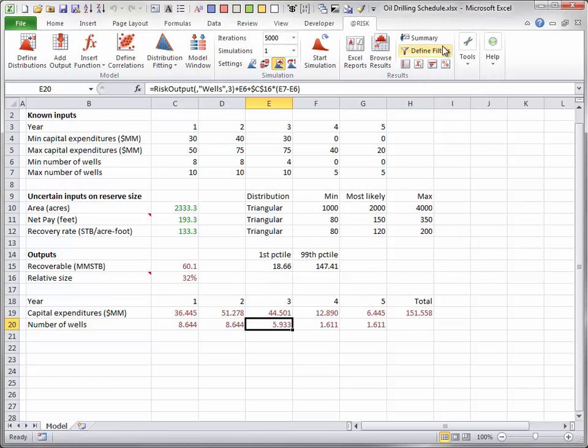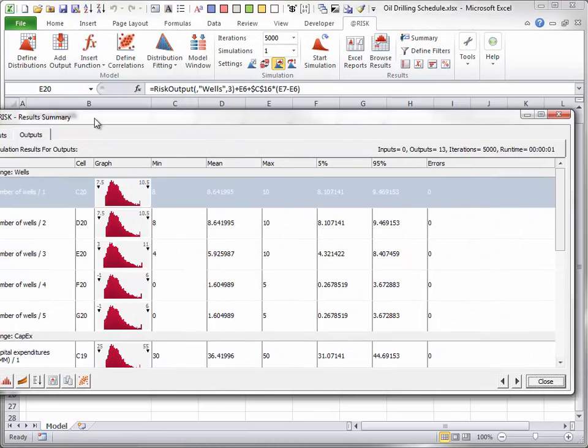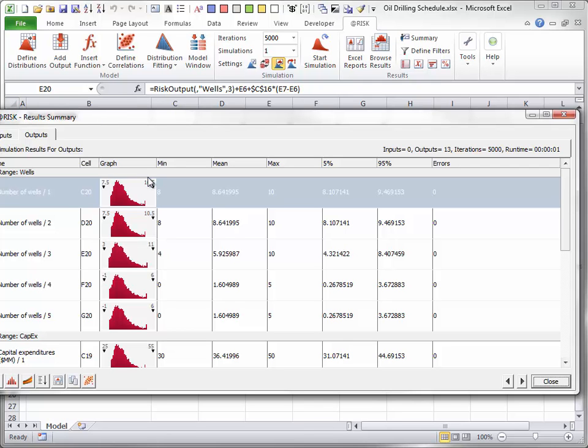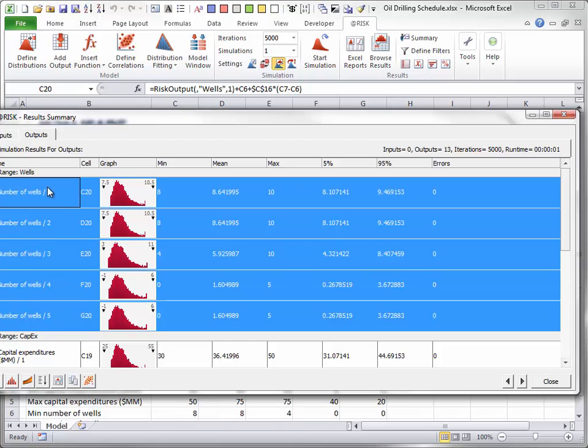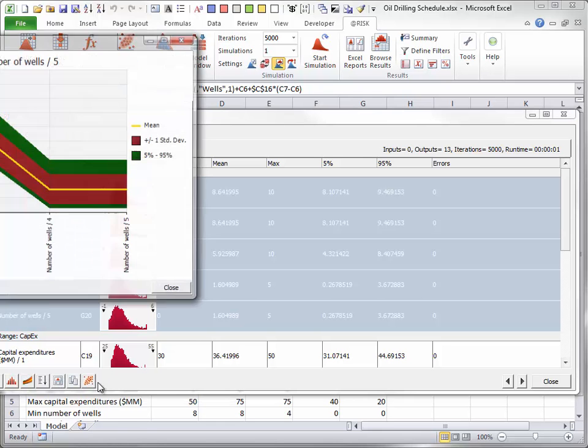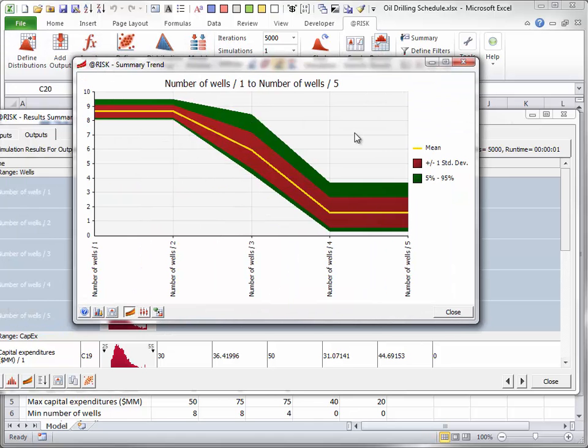Alternatively, you can click the Summary button, then highlight the outputs in the time series range, and then click the Summary Graph button. In either case, the default settings are indicated in the legend. The yellow line indicates the means, the red band extends to 1 standard deviation on either side of the mean, and the green bands extend to the 5th and 95th percentiles. These default settings can be changed, but the defaults typically work well.